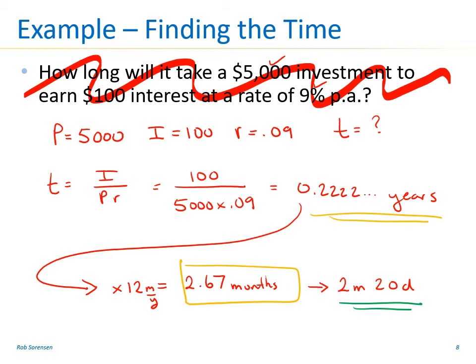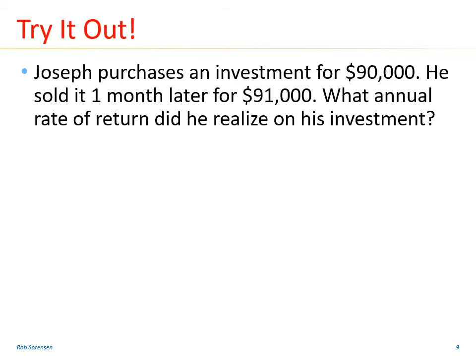All right, so I've given you some good material. It's your turn now to try one out, and here it is. Joseph purchases an investment for $90,000. He sold it 1 month later for $91,000. What annual rate of return did he realize on his investment? So what I'd like you to do is just press pause on the video and pull out a sheet of paper and try this one out. See if you can come up with the answer. And once you've got something, go ahead and hit play and we'll see if it worked out for you. All right.